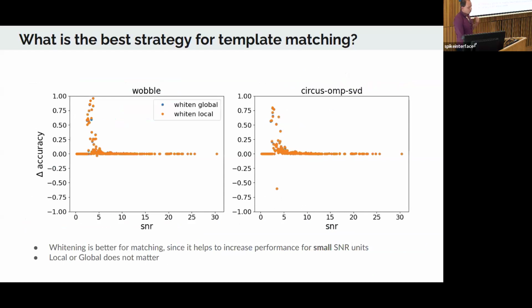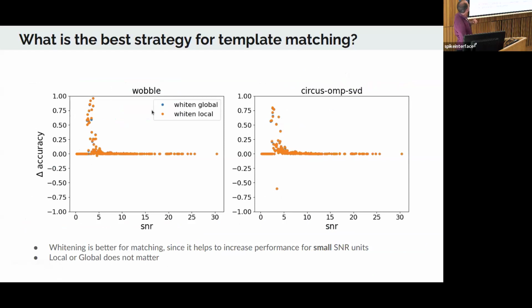And again, for those pipelines, what we can notice is that whitening helps, meaning if we whiten the data, either globally or locally, the difference in accuracy between the data that would not have been whitened and whitened is boosted for the low SNR cells.